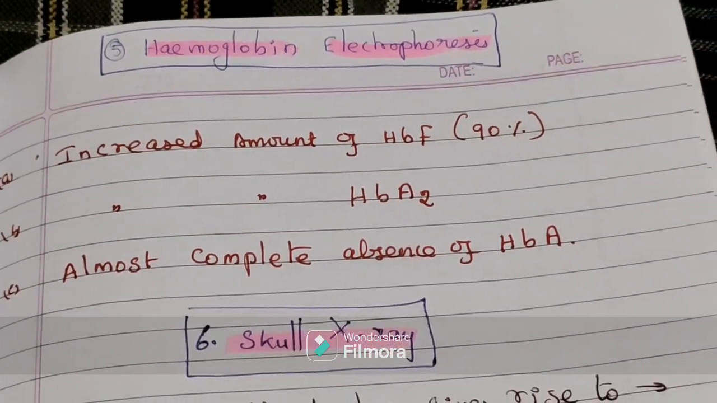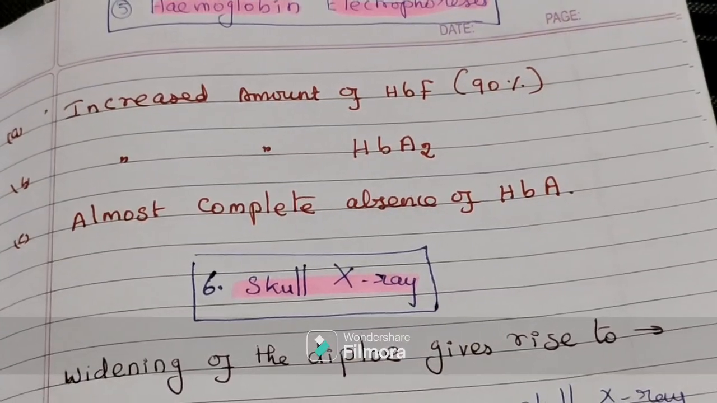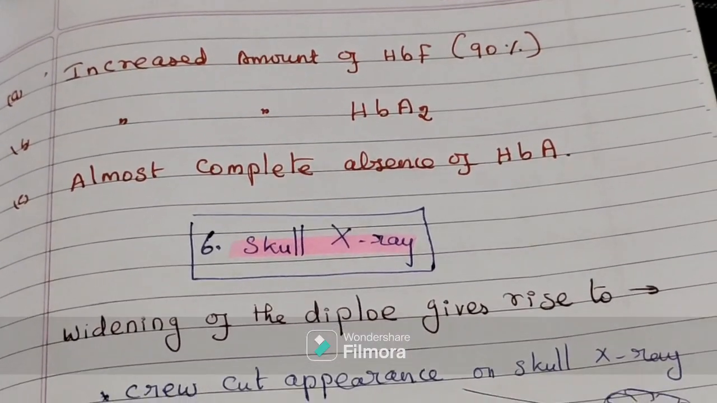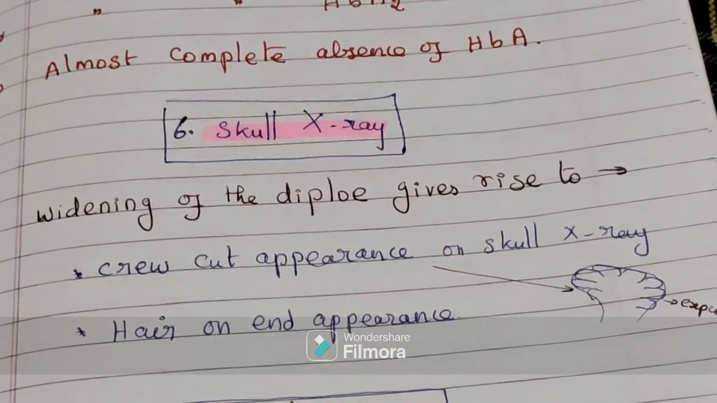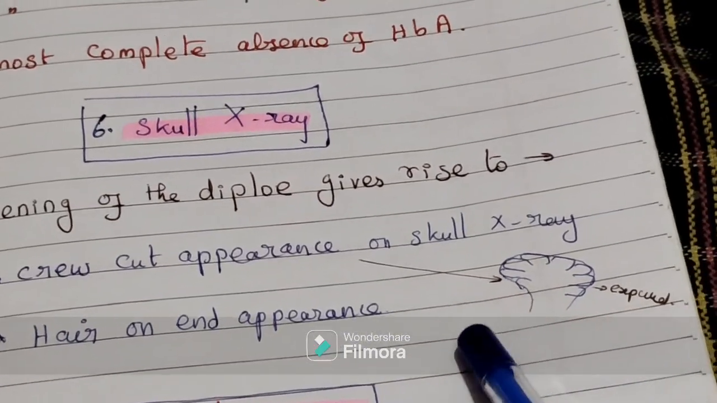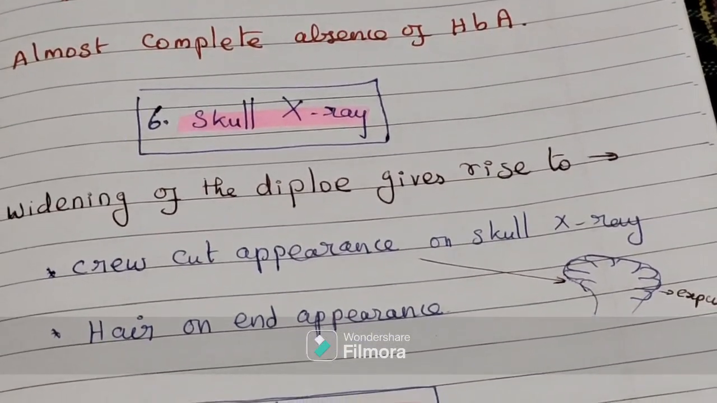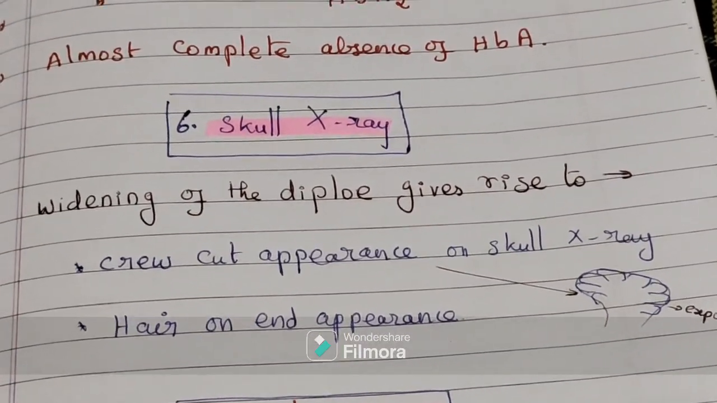HbA is either completely absent or very less. So that is hemoglobin electrophoresis. We can see the X-ray of the skull, in which you can get a typical crooked appearance or hair-on-end appearance.